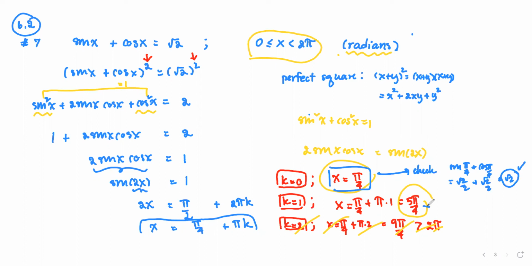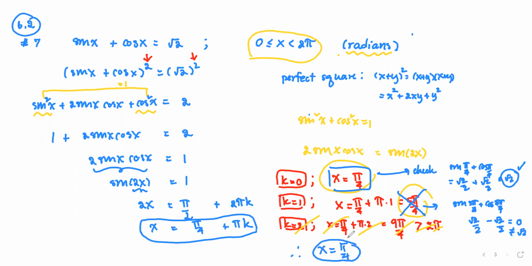And then for the next one, we check the same way. So sine of 5 pi over 4 plus cosine of 5 pi over 4. The sine in the second quadrant is positive, so we have square root 2 over 2. The cosine is negative. That means the answer comes out to be 0, which is not the same as square root 2. Therefore, we discard the second solution. For our case here, we have x equals pi over 4 for the answer in the first revolution.